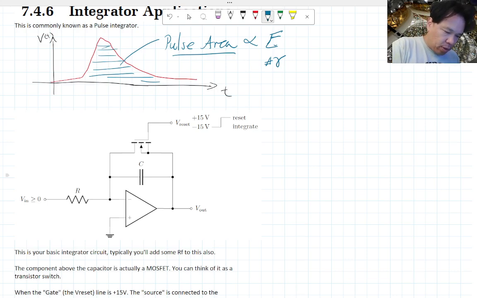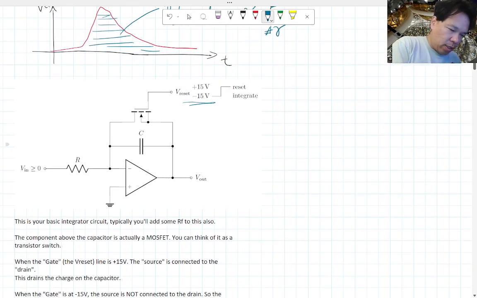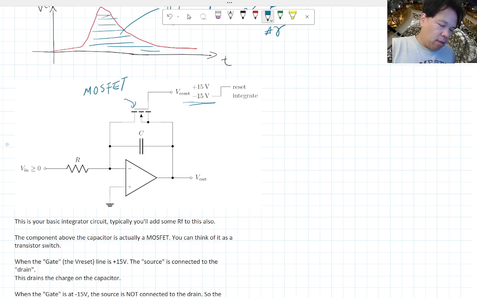So all you have to do is build your integrator circuit, and the modification is that you set a gate on it so that it can get reset. Because if you just integrate over and over again, the pulse area just keeps adding up, so you want to be able to reset this. The way this reset works is through a MOSFET. I know I didn't cover this in the lecture, but the basic functionality of a MOSFET in this case is literally just a switch.